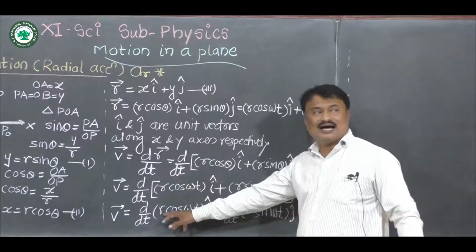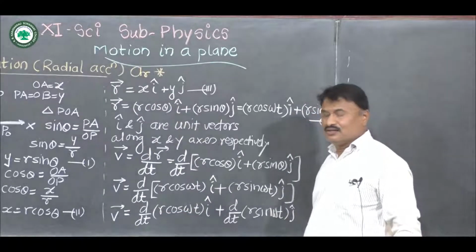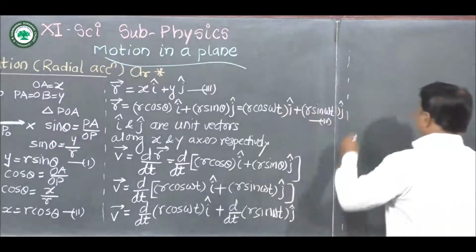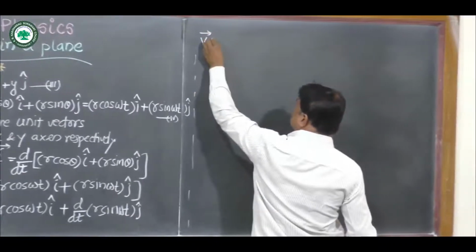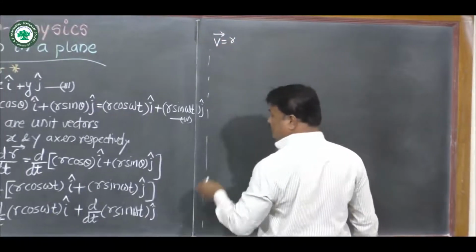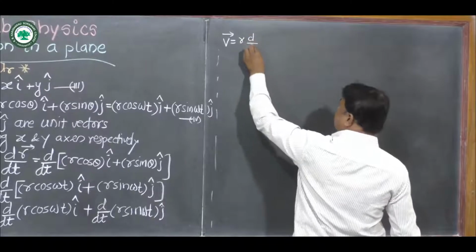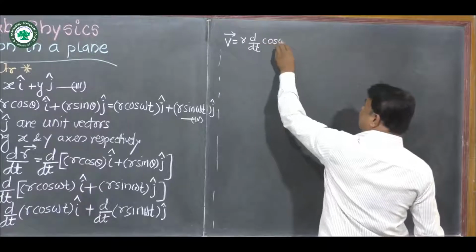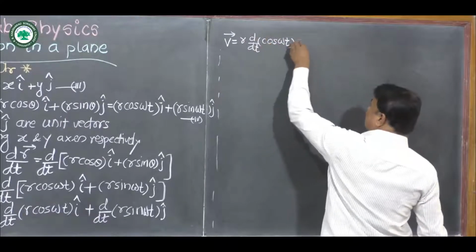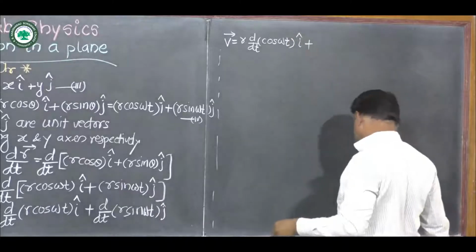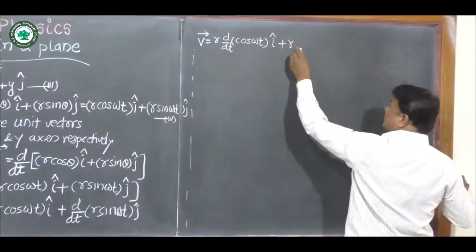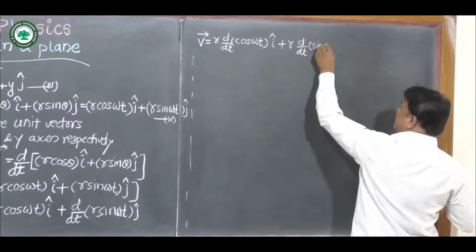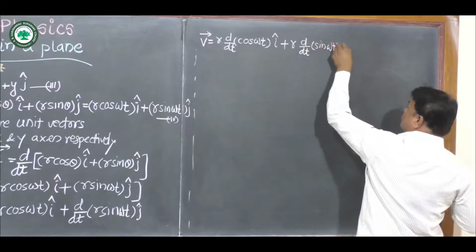As you know that r is the radius, which is constant, so take it out of the derivative. Then we get vector v is equal to r into d by dt of cos omega t into i cap, plus r into d by dt of sin omega t into j cap.